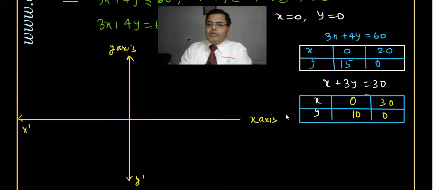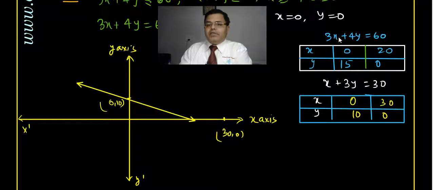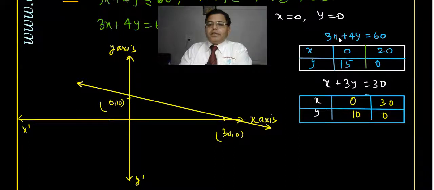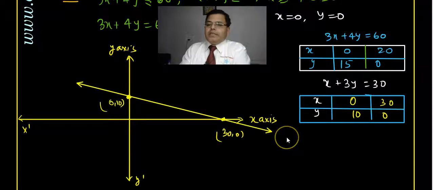Say 30, 0. If I take a scale, x 0, y 10 is just 1/3 of it. So 0 and 10 will be there. Now, if I plot the graph with respect to this, then we have a line which will pass through these two points. This line is x plus 3y is equal to 30. Now x is 0, y is 15.